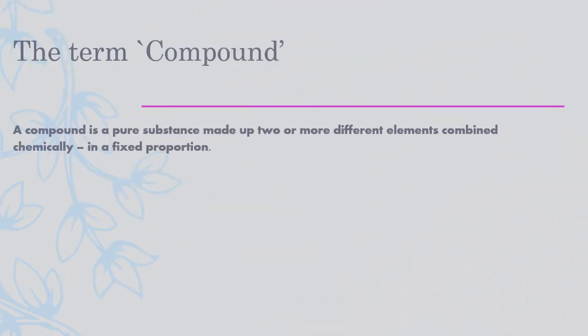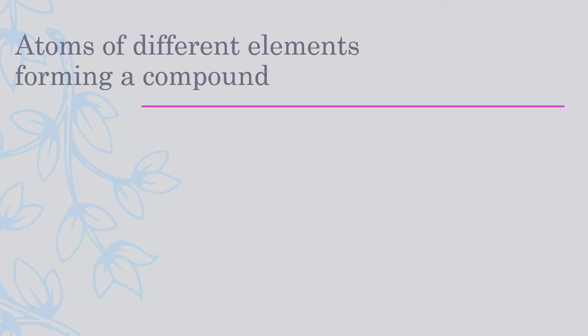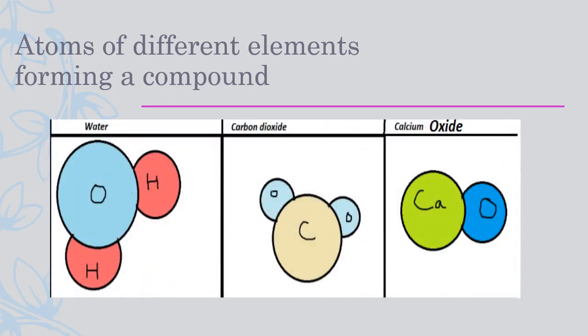The term compound. A compound is a pure substance made up of two or more different elements combined chemically in a fixed proportion. Atoms of different elements forming a compound. So these are various compounds like water, carbon dioxide, and calcium oxide.